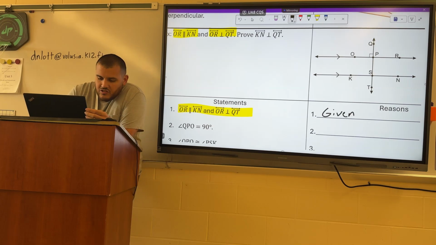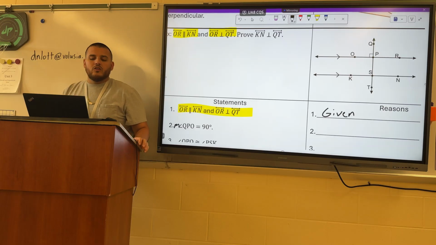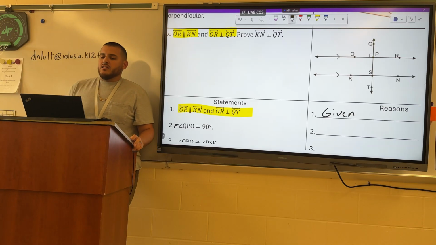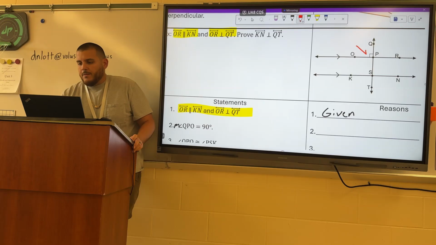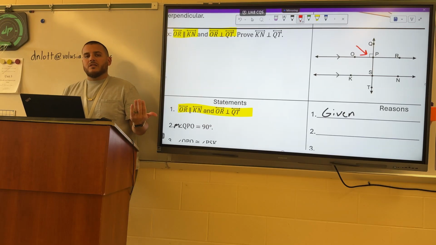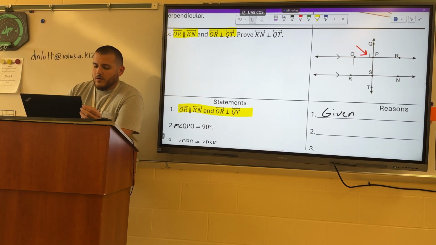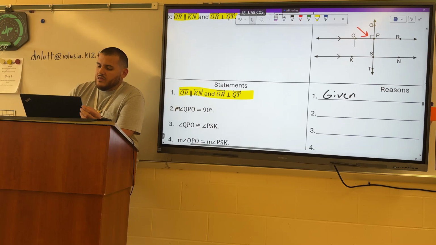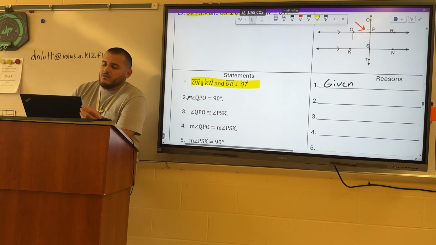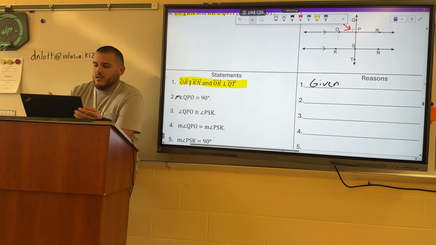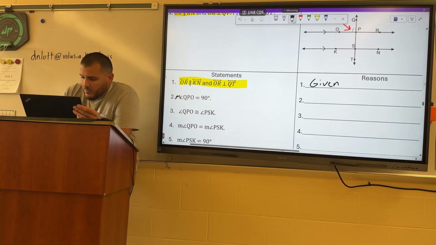Next, we're told that this should say measure. The measure of angle QPO is 90 degrees, which yes, we see in our figure, but remember we know this is true because perpendicular lines intersect to form right angles. So that's a reason that we can put in here. You can also argue that we could write right angles are 90 degrees. Could be a reason that we put in here. I'm going to say perpendicular lines intersect at right angles.